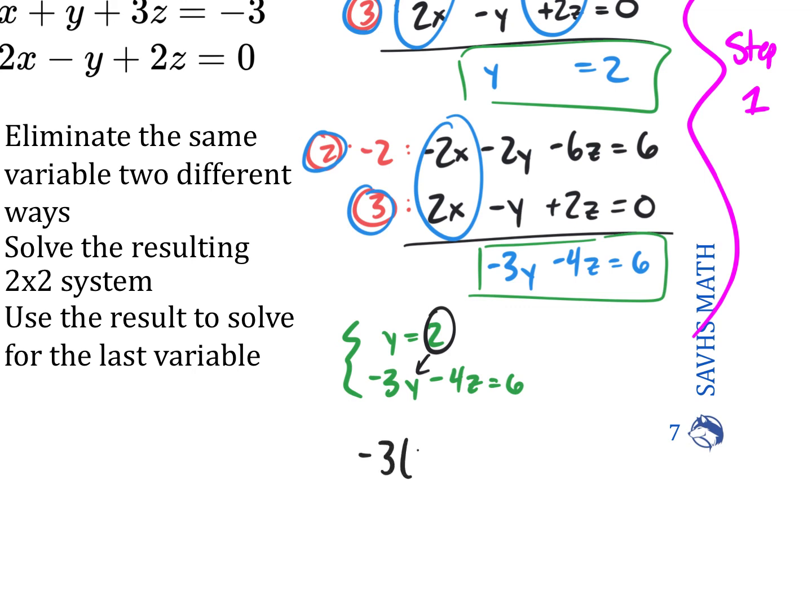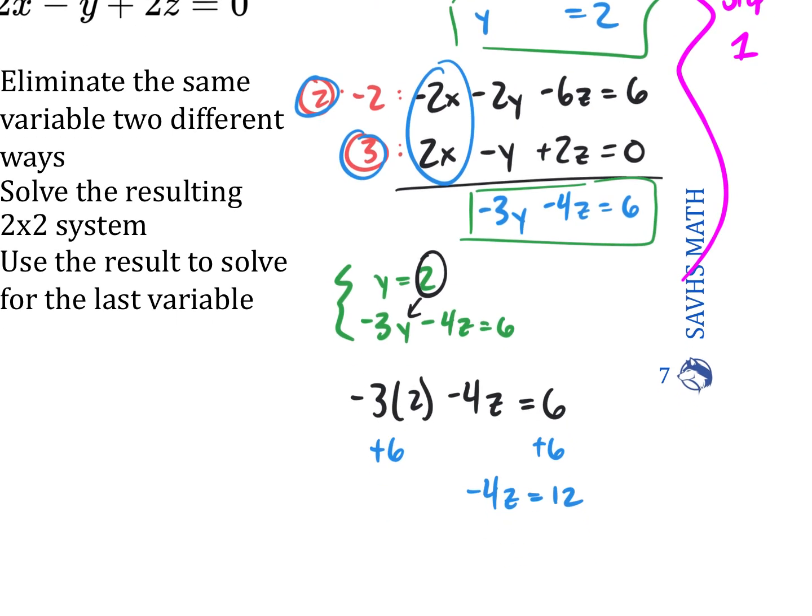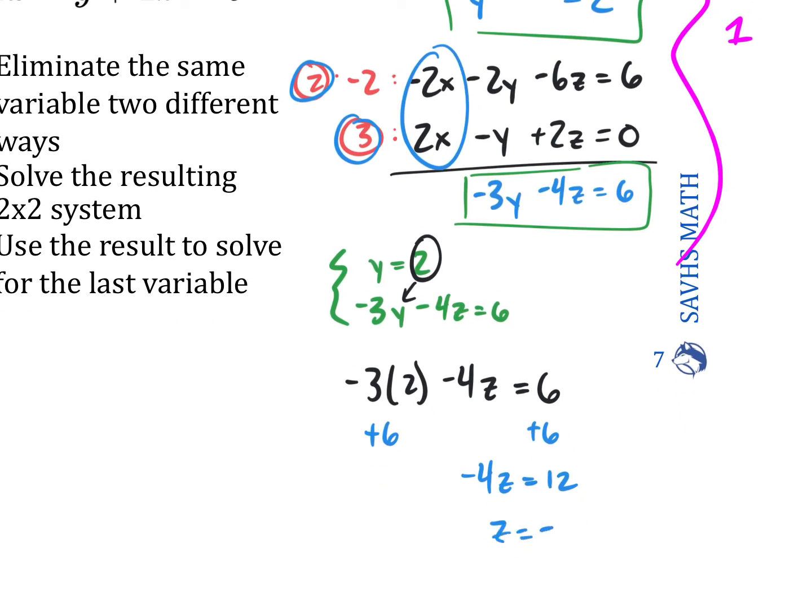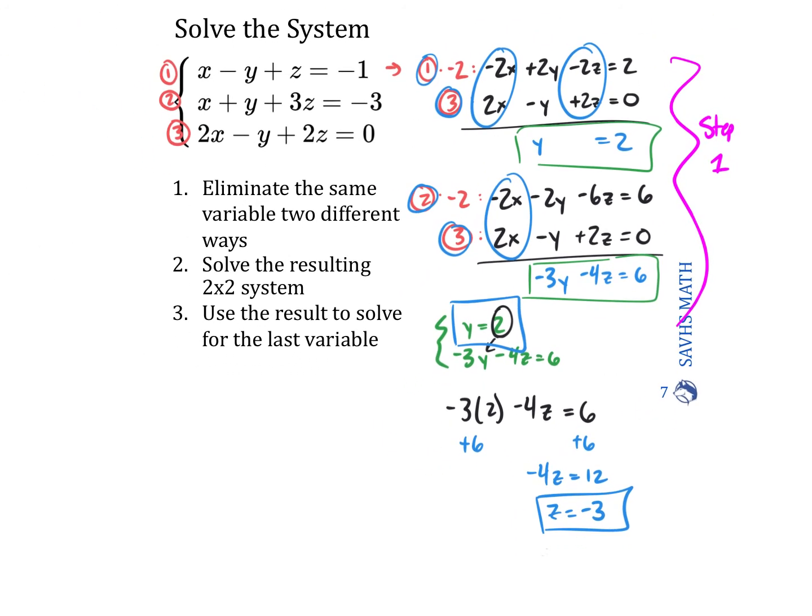Negative 3 times 2 minus 4z equals 6. I'm going to add 6 to both sides. And I get negative 4z equals 12. So then that means that z equals negative 3. Okay, so I know z is negative 3. I know y is 2. And then I just need to do step 3. By the way, this is step 2.